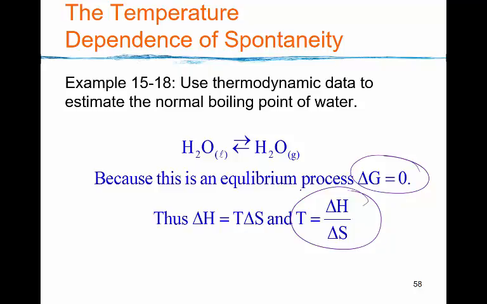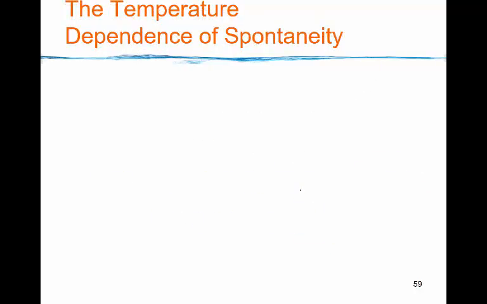So what do we need to do? Well, we need to first figure out what delta H is for this, or delta H0 for this reaction. All right, because what I'm going to do is I'm going to assume that if normal boiling point of water is about room temperature, so that's 25 degrees C, right?